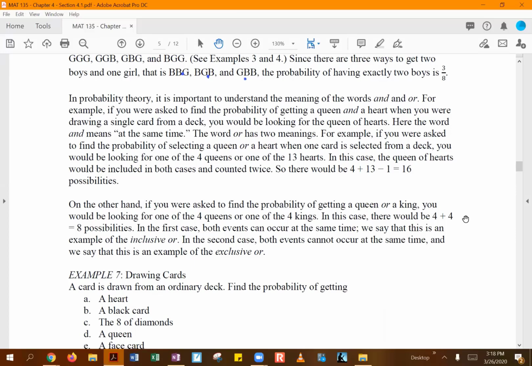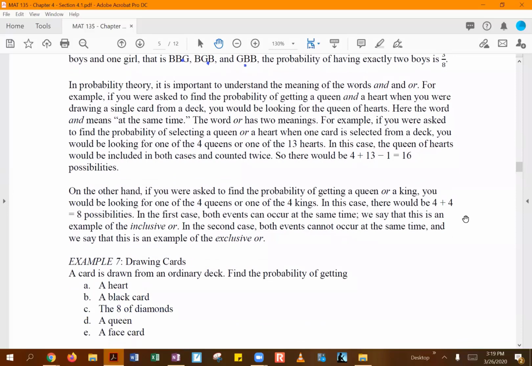cards. There are 13 hearts in the whole deck of cards. So that's 4 plus 13. But we know one card falls under both categories. So that would be the Queen of Hearts, which actually will be counted in the 13 heart cards. And also it will be counted in the 4 queen cards. So that's why we actually have to take that duplication off. And so you have to subtract that 1 because that 1 card is common between both sets.